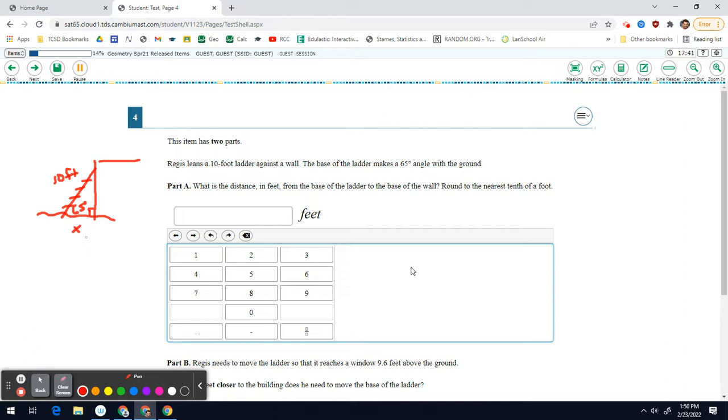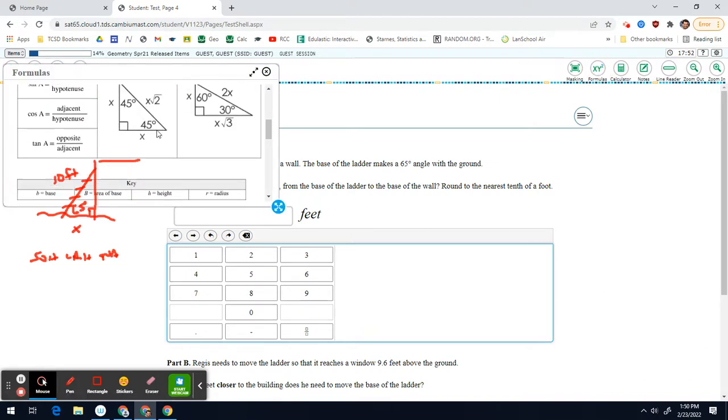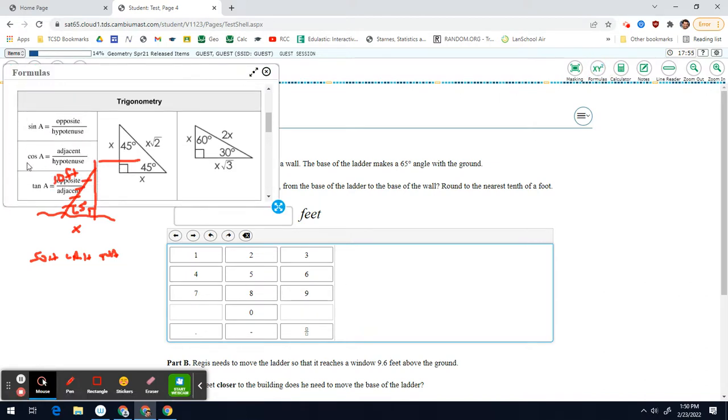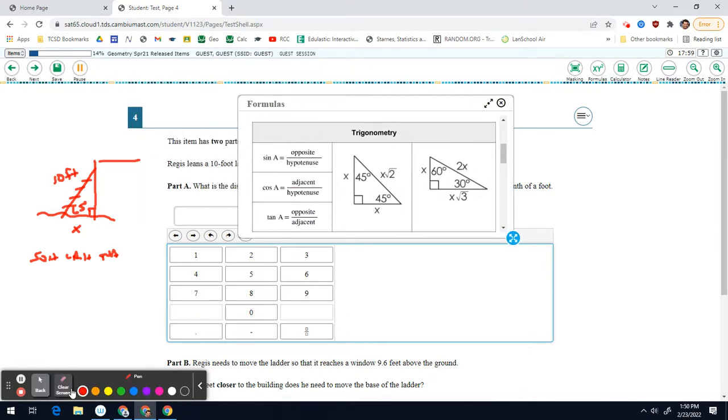Well, this is a classic trig question. So let's remember trig is SOH CAH TOA. Now, if you don't remember that, the reference sheet does have some trig on it. So if you take a look at the formula sheet, there. So SOH CAH TOA, sine, cosine, tangent. Now, you do need to be able to label your picture appropriately. So if 65 degrees is my angle, 10 feet is the hypotenuse, and then this x is the adjacent. So hypotenuse and adjacent you can see as cosine. So you can use that as long as you can label the picture correctly.